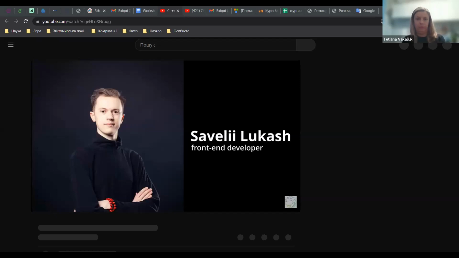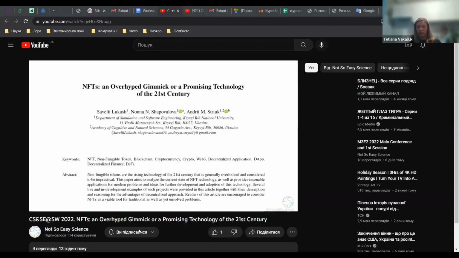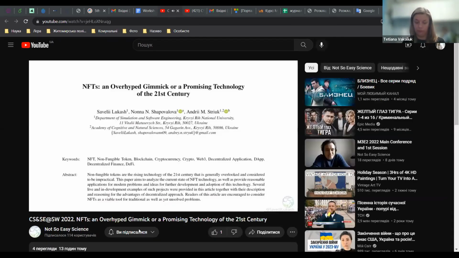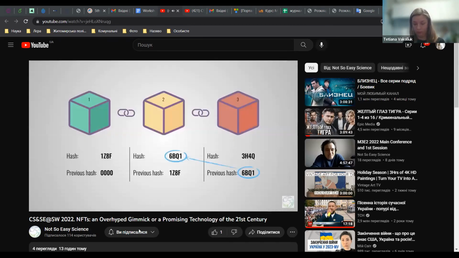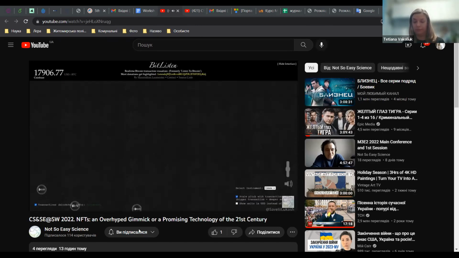A software engineering student from KNU and a front-end developer. My topic is NFTs: an overhyped gimmick or a promising technology of the 21st century. I bet we all hear the word blockchain quite often today. Blockchain and cryptocurrency have already started to disrupt traditional business models and financial systems, providing a strong alternative to traditional banking.